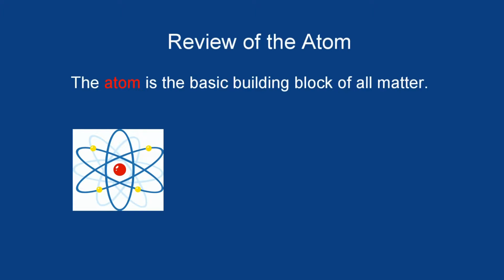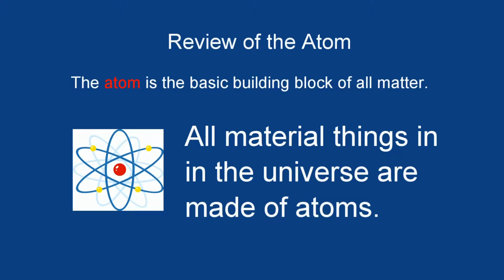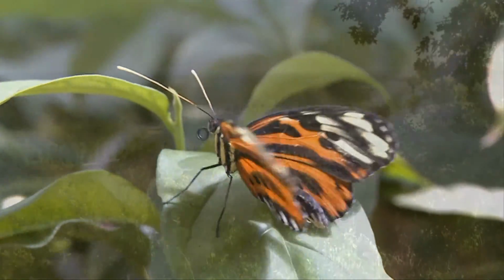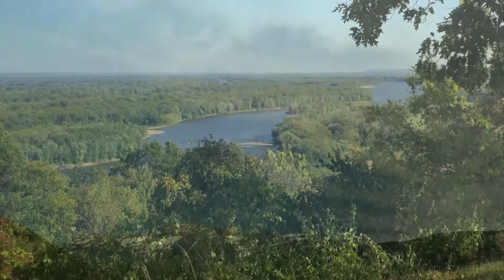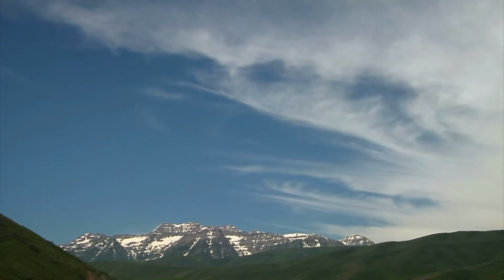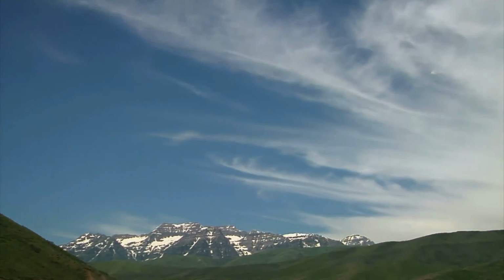The atom is the basic building block of all matter. Everything material in the universe is made up of atoms or parts of atoms. People, plants, animals, water, trees, mountains, and even the clouds in the sky are all made up of atoms.